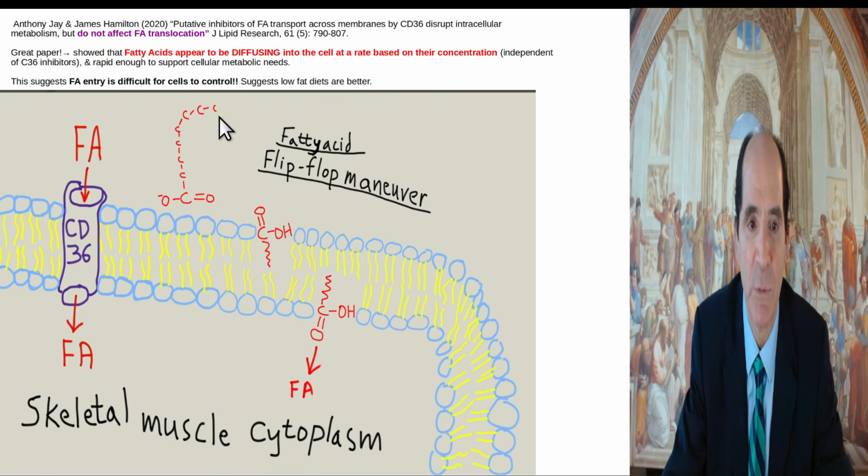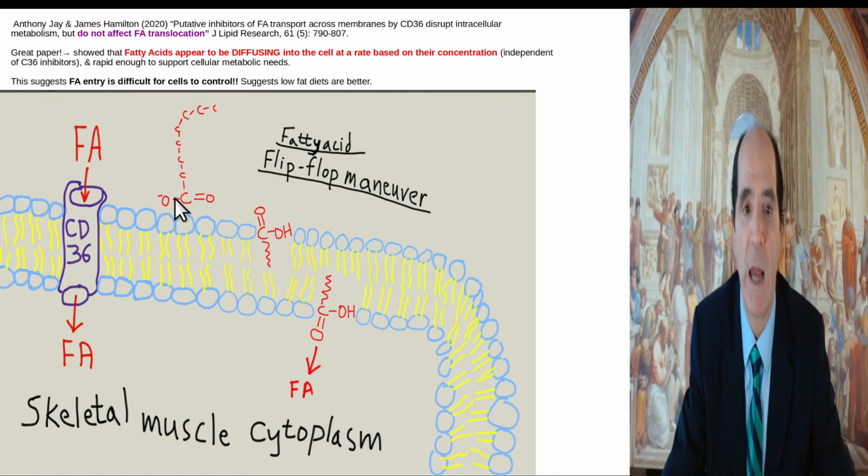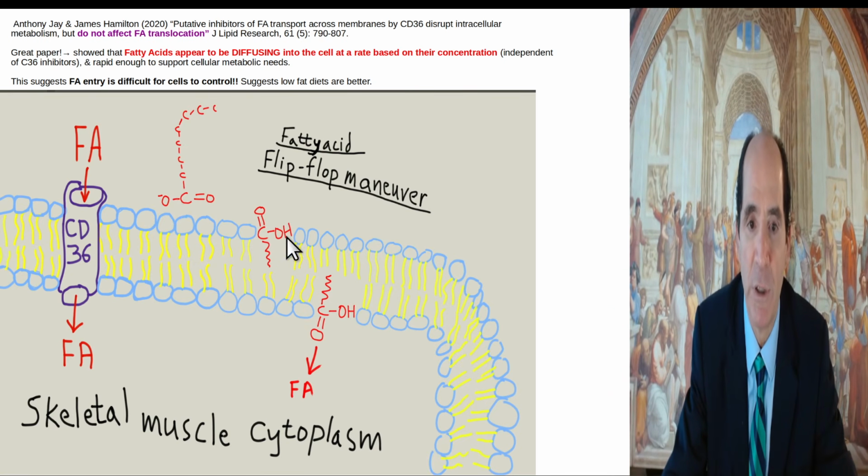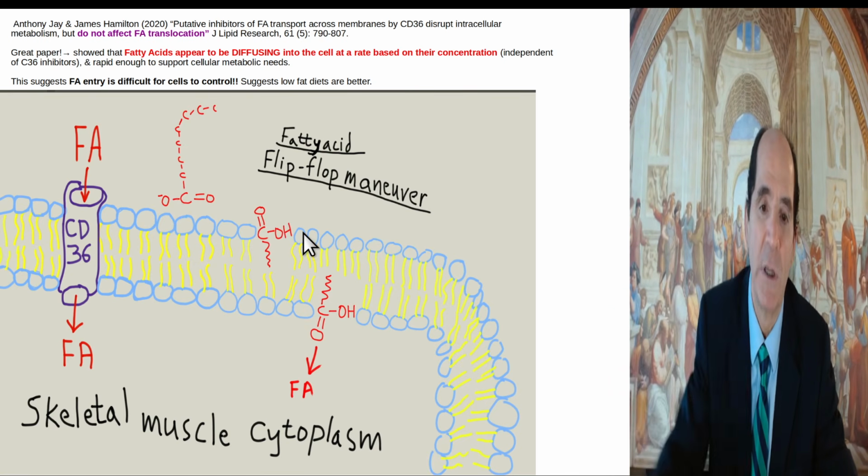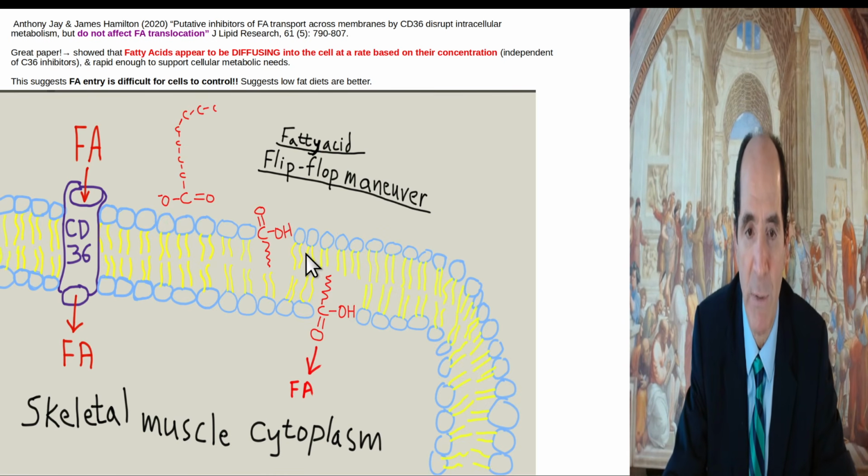whereby a fatty acid, which might initially be ionized, has dissociated from its hydrogen, then picks up a hydrogen and intercalates, incorporates itself into the outer leaflet of the plasma membrane of a cell, like a skeletal muscle cell, and then it flips. So that's what's meant by the flip-flop. It flip-flops into the inner leaflet, and then it comes into the cytoplasm.